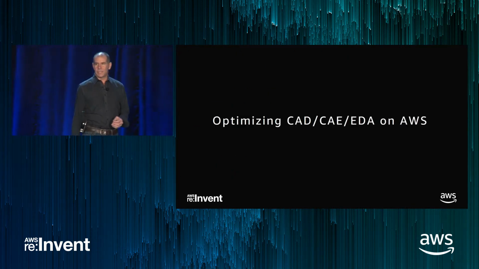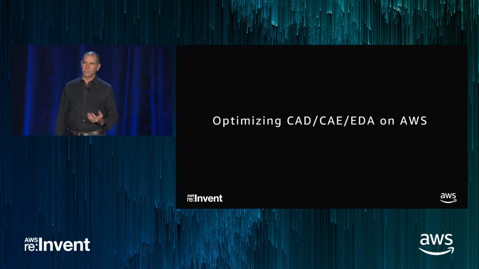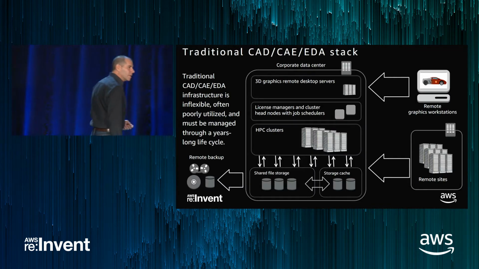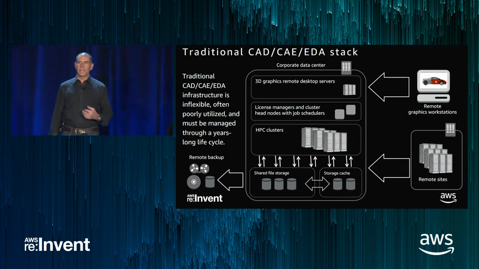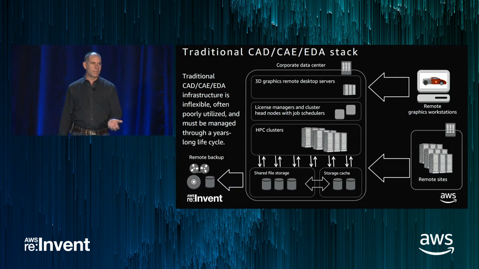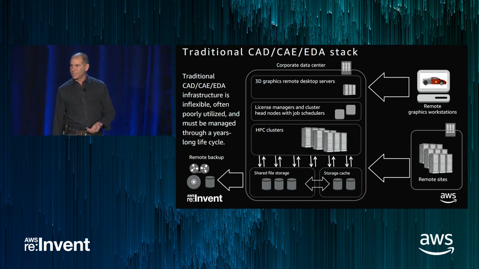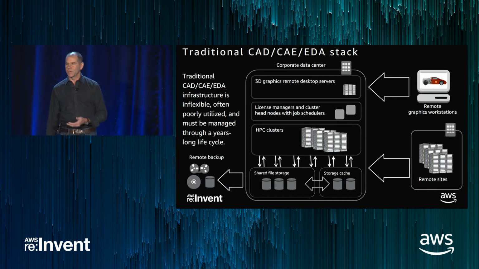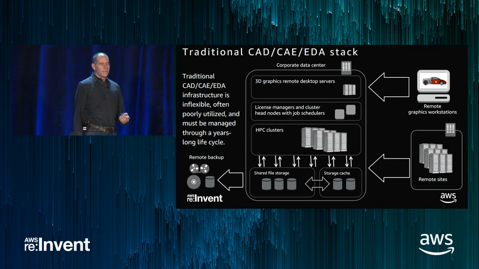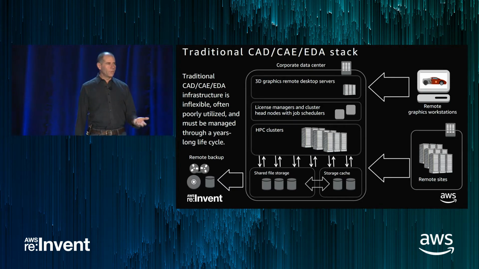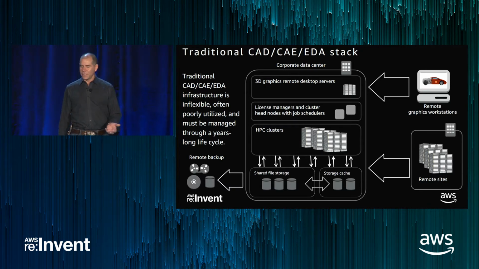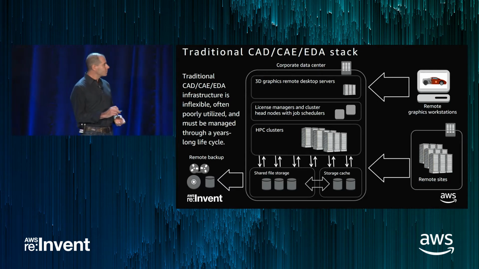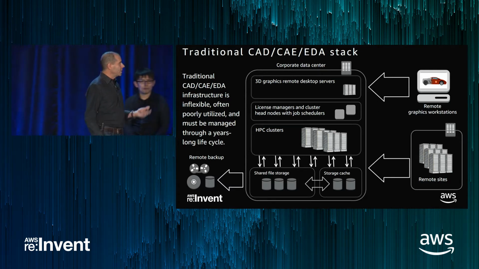So let's dive deep and talk more about how you optimize performance of these applications and how you deploy these applications. If you look at a traditional data center or deployment, perhaps in your office, for running CAE workloads or computer-aided design workloads or even electronic design automation workloads, the pattern has evolved over literally decades, and it looks much like this. In the middle of this, you've got HPC clusters.